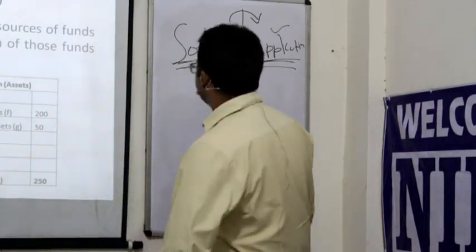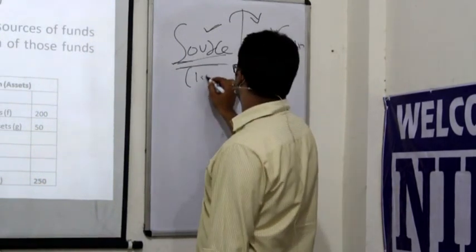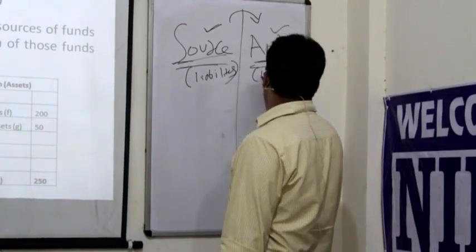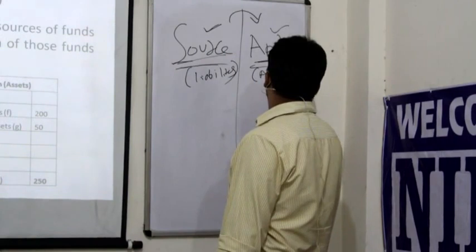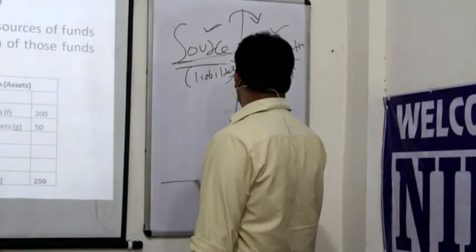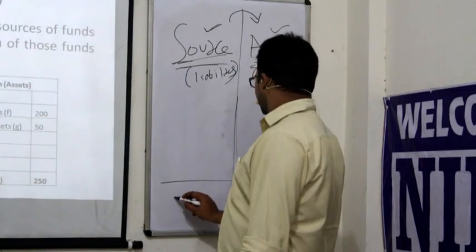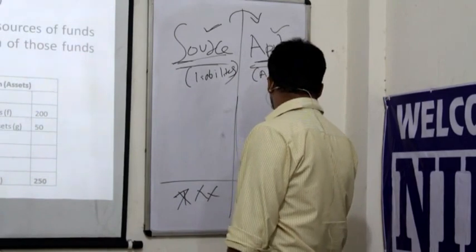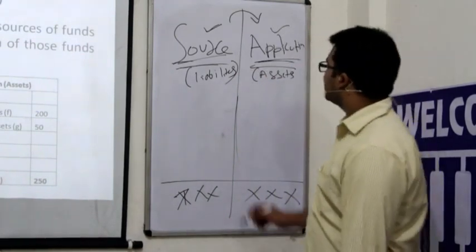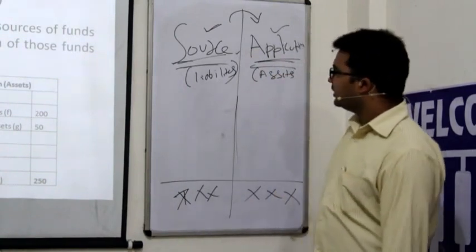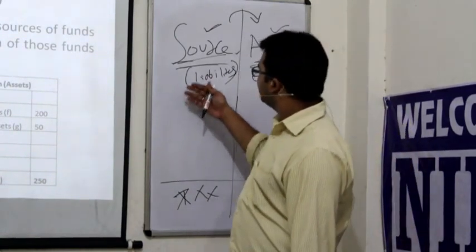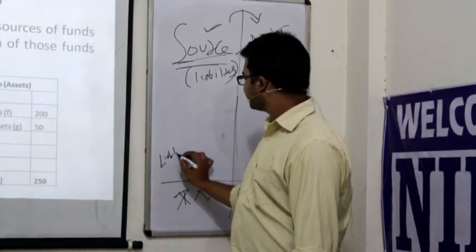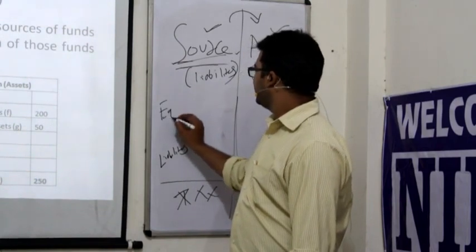So when we talk about the sources, sources become the liabilities, and application becomes the asset side of a balance sheet. In general, the liability side and the asset side of the balance sheet should be the same. When we talk about the liability side, we are again dividing this side into two items: one would be the liabilities and the other would be the equity.